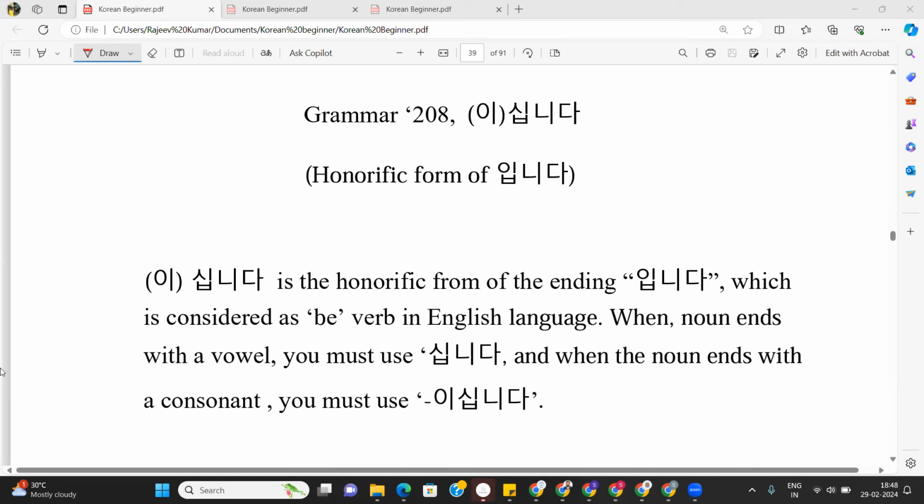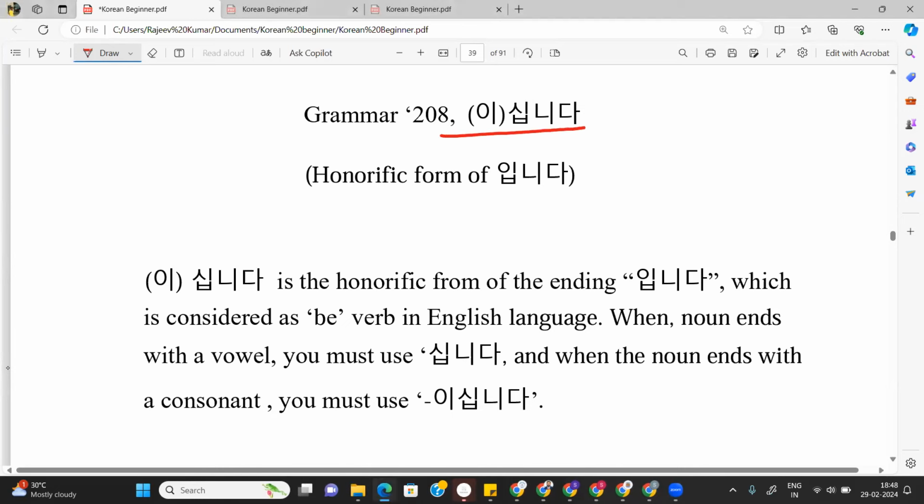Yes, so let's start today's new chapter, that is Isimnida. Okay? Isimnida. So read this one. Honorific form of Imnida. Still read this one. This is the first chapter, pattern grammar.